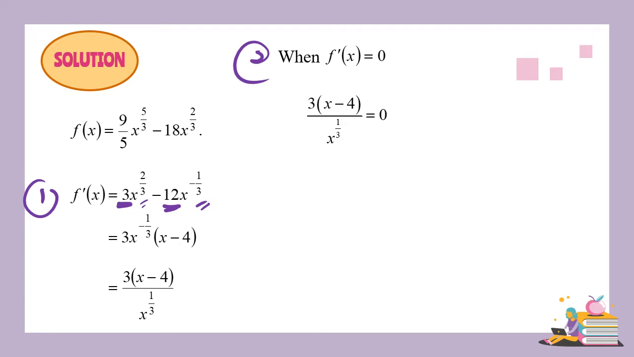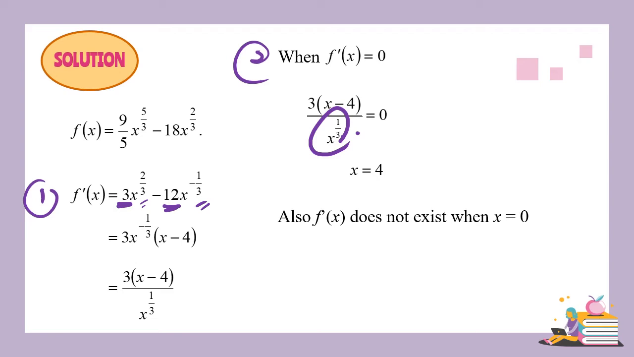For f prime x equal to 0, we know that x will be equal to 4. And f prime x is not defined when the denominator is equal to 0, which means when x equals 0. So the critical numbers will be 4 and 0. The number is the value of x. So we have two values, 4 and 0. Now we have found the critical numbers.